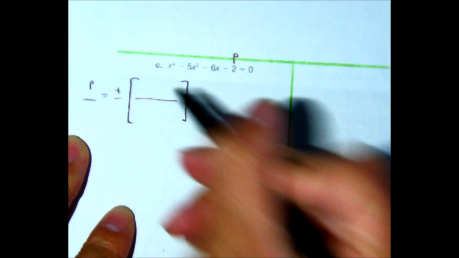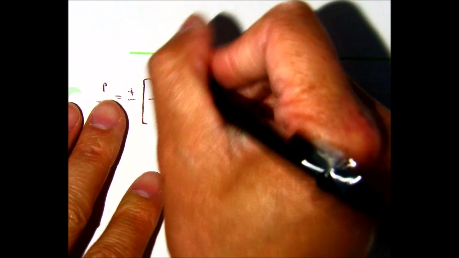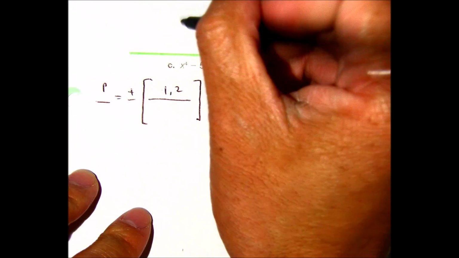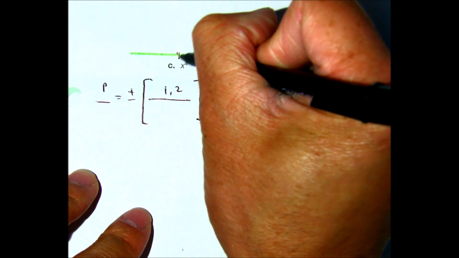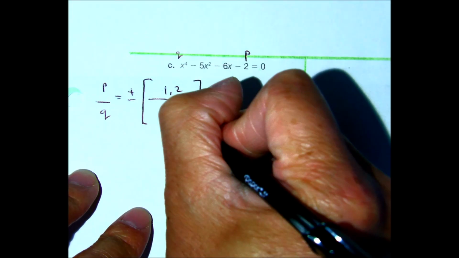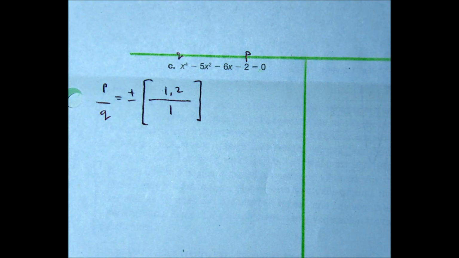Madeline, can you tell me all the numbers that multiply to be 2? 1 times 2, right? And your q value? The q value is the number in front of the leading coefficient, or is the leading coefficient, so it's just 1. Madeline, tell me all the numbers we're going to test.